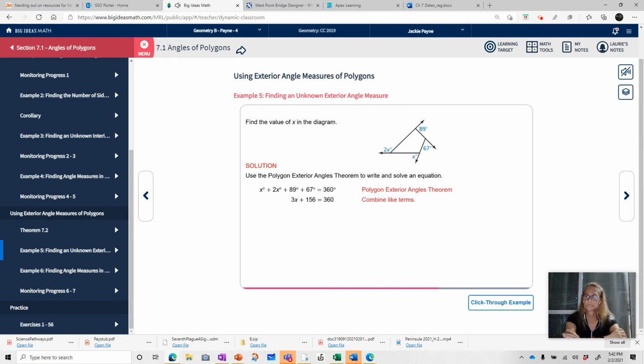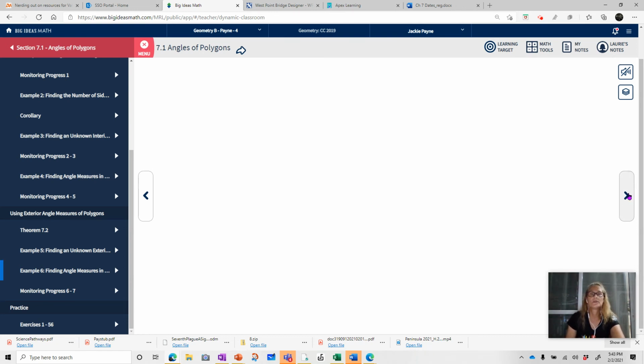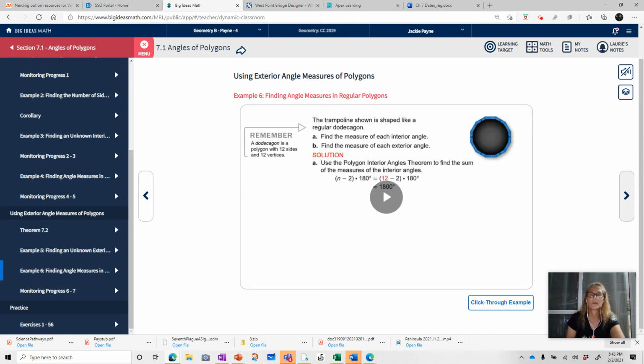Now solve for x. First, subtract 156 from each side of the equation to get the equation 3x equals 204. Then divide each side of the equation by 3. This gives you x equals 68. So the value of x is 68. If you did then plug in 68 here and 136 here, which is twice that much, and added them all together to check, you would get 360. Here's another example, and we'll wrap up.